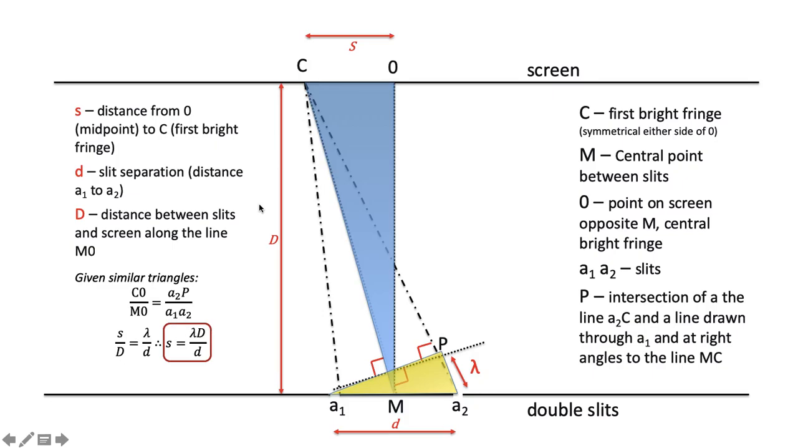and big D, which is the distance between M and O, will be similar to one wavelength, which is A2 to P, divided by little d, which is the slit separation, which gives you the equation here. S equals lambda big D over little d.